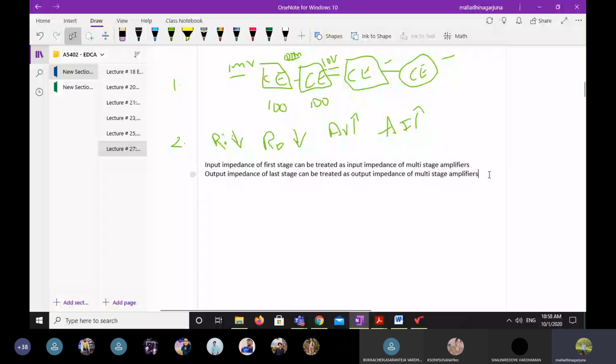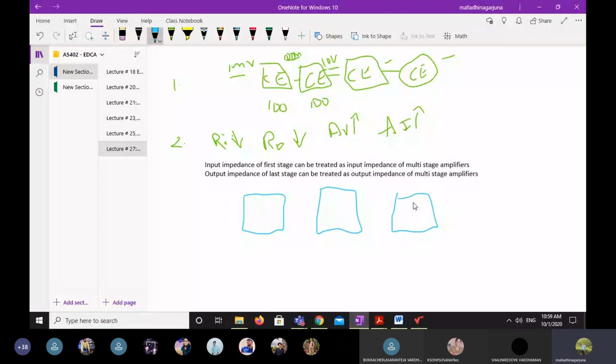Now let us take these stages here. This is my first stage, the second stage, third stage, and fourth stage. I'm taking 4 stages. Now tell me what should be the first stage, second stage, third stage, and fourth stage. To satisfy my requirement, this is my input signal, and here I'm getting my output signal.